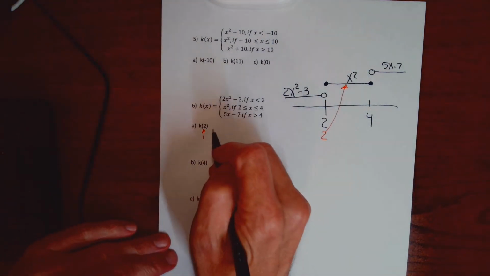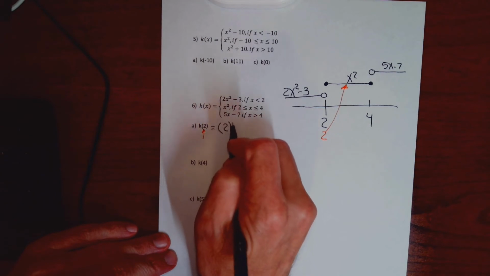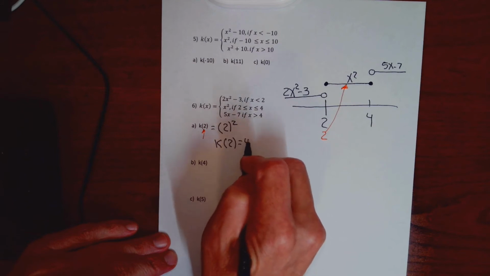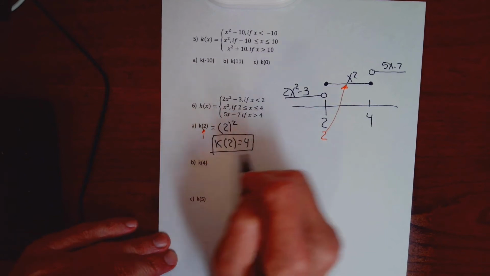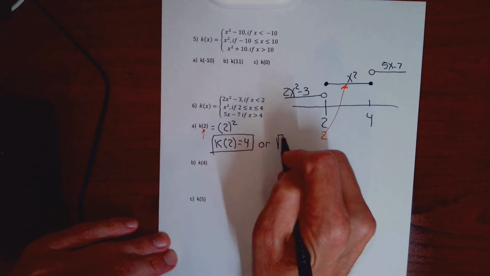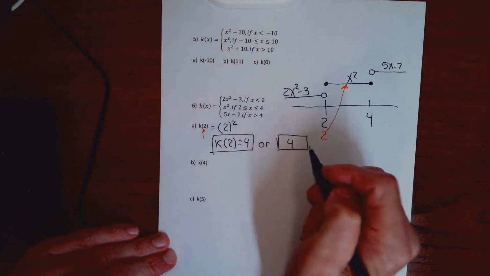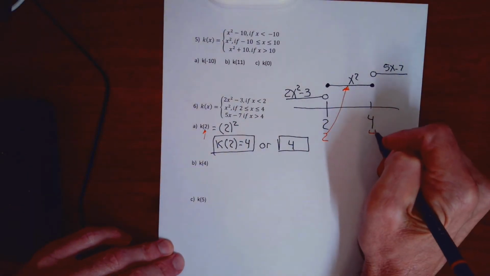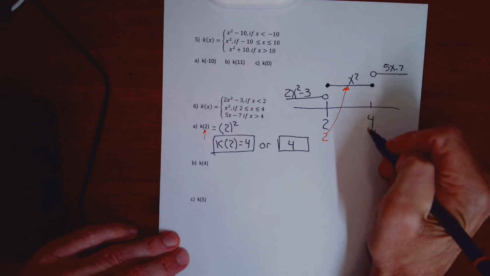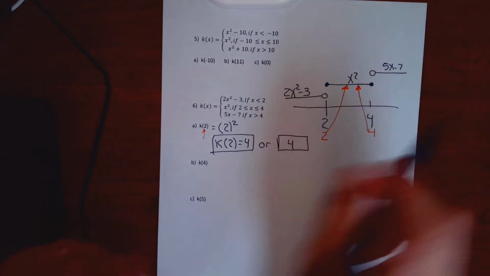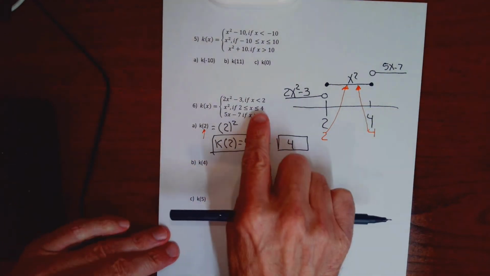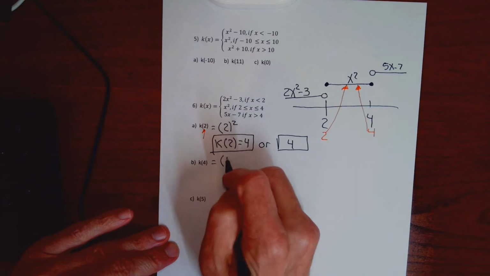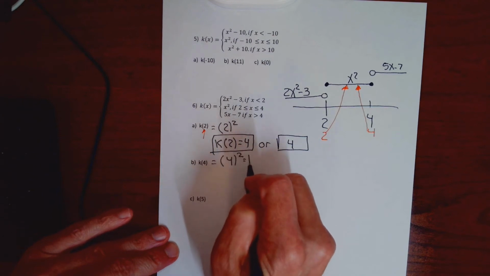function. So k of 2 is going to be 2 squared. For an answer, I can write k of 2 equals 4, which is kind of the nicest answer, or I can just write plain ordinary 4. Now I'm going to do k of 4. I've identified 4 in my number line. I look for the solid circle that I created, and I'm going to plug 4 into the x squared as well, because there's where the or equal is. So k of 4 is going to be 4 squared, which is going to be 16.